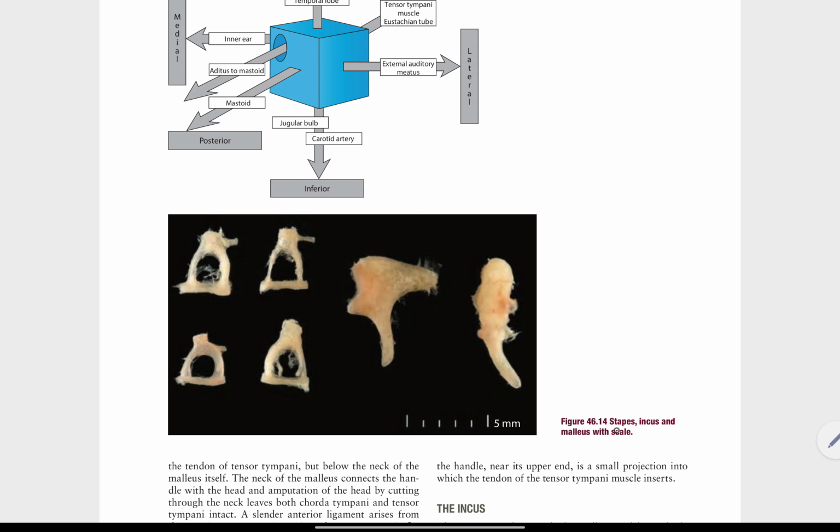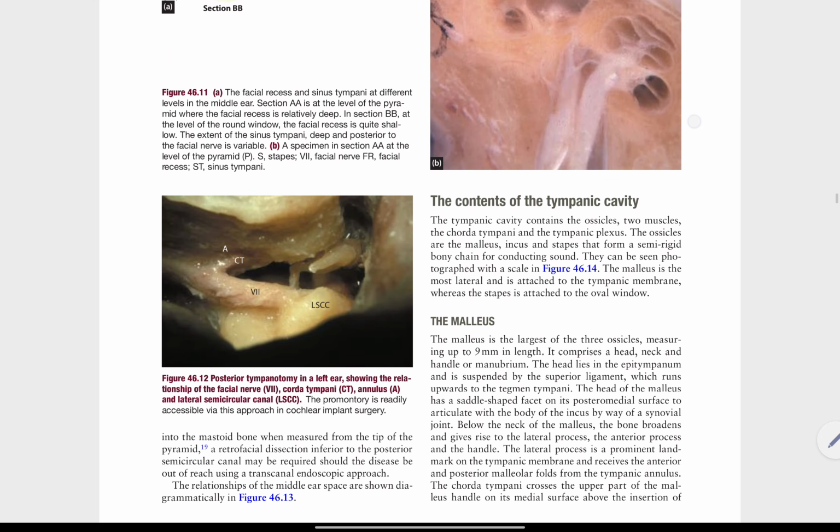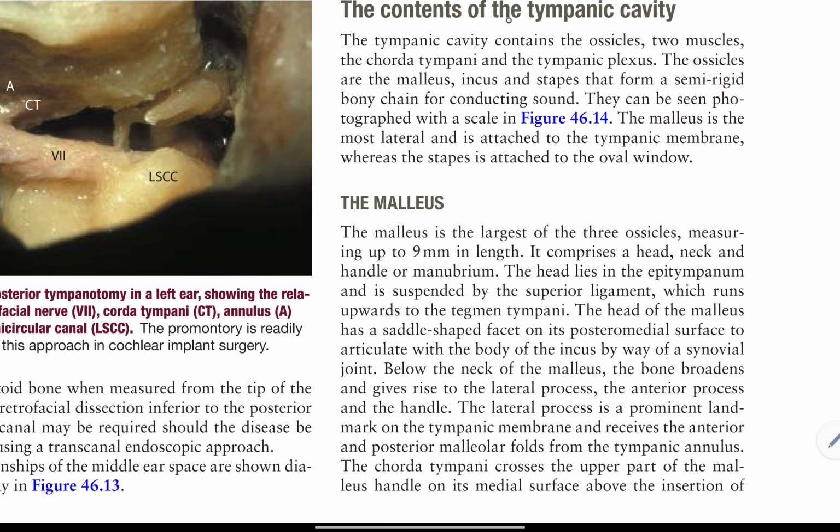Figure 46.14, stapes, incus, and malleus with scale. The contents of the tympanic cavity. The tympanic cavity contains the ossicles, two muscles, the chorda tympani and the tympanic plexus. The ossicles are the malleus, incus, and stapes that form a semi-rigid bony chain for conducting sound. They can be seen photographed with a scale in figure 46.14.